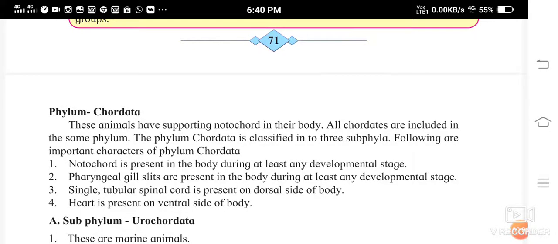Students, in the lesson of animal classification, we studied that the kingdom Animalia is divided into two subkingdoms, that is non-chordates and chordates. Now, non-chordates are divided into 10 phyla, and we studied about those 10 phyla in detail. In the subkingdom chordates, there is only one phylum, that is the phylum Chordata.